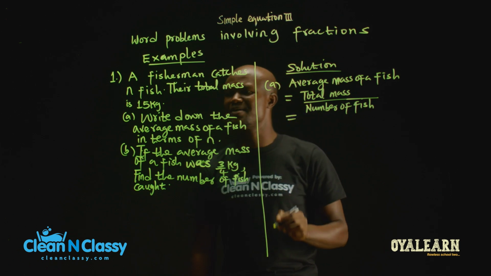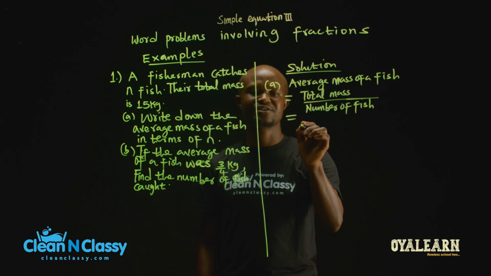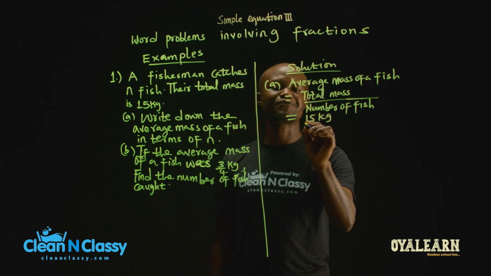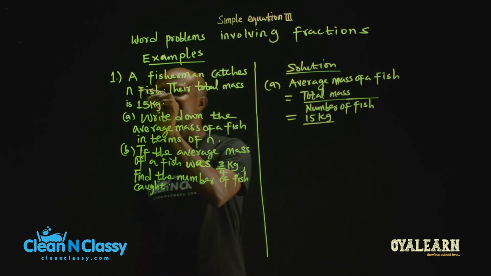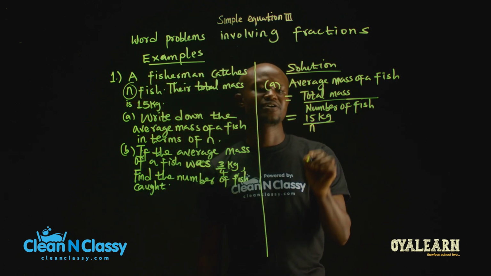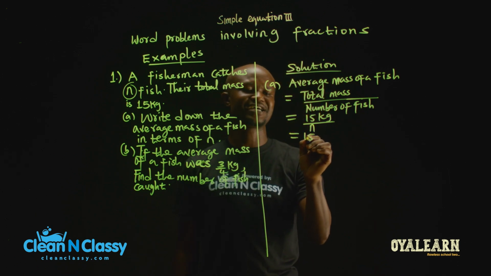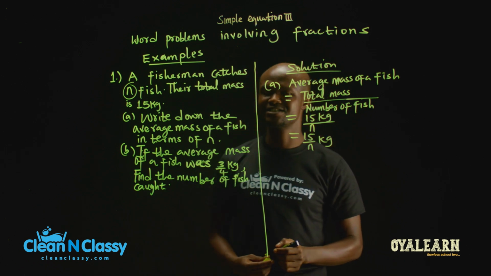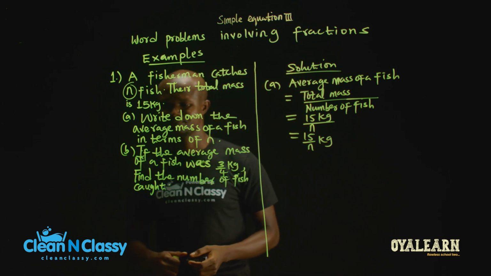And what is the total mass from the question? The total mass from the question is 15 kg. So we have 15 kg divided by the number of fish. How many fish? n. So the number of fish is n. So it means that the average mass is 15 divided by n kg. That is the solution to the first part of this problem.